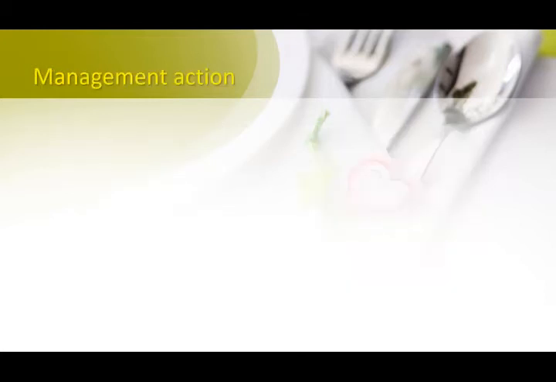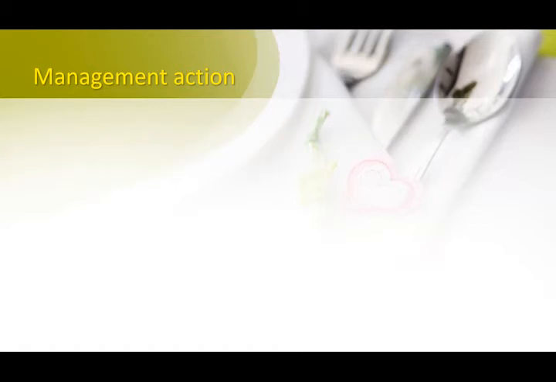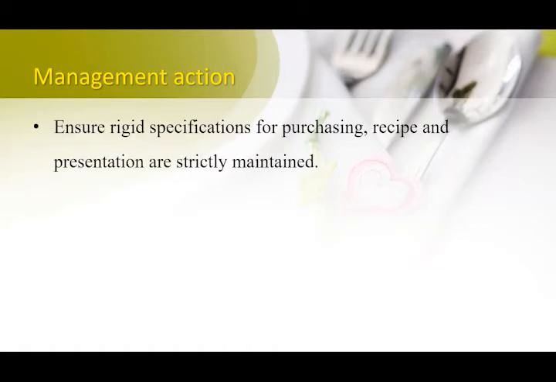There are certain management actions that are supposed to be taken in terms of stars when we decide on the menu. What we are supposed to do as management is ensure the rigid specifications for purchasing, recipe and presentations are strictly maintained. We need to make sure that we have those specifications in line. We follow those specifications in terms of purchase, in terms of recipes, and in terms of presentations properly.